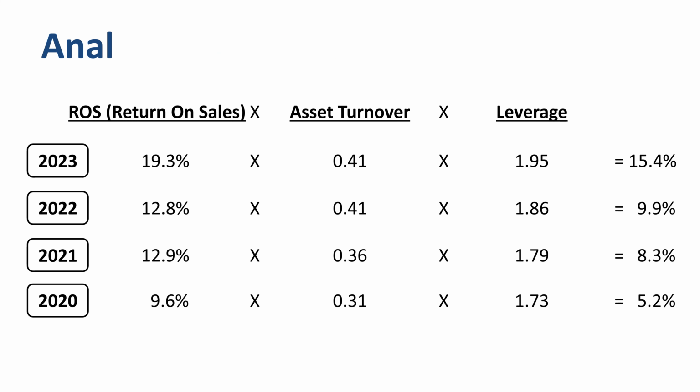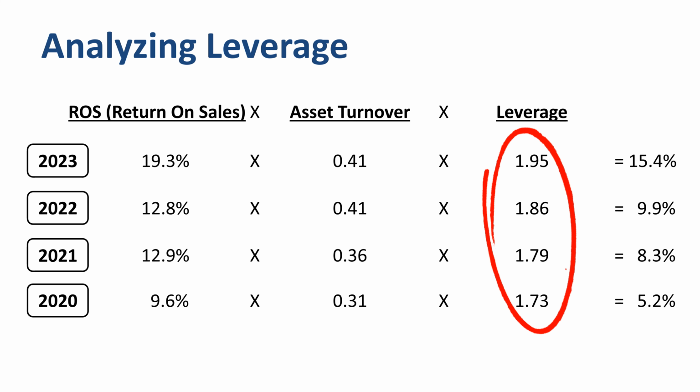Now that we understand ROS as well as asset turnover, what can we learn about Linde's leverage? If you look at the leverage number from the oldest year at the bottom to the latest year at the top, you see it increasing slightly. This is unusual, as a lot of companies are currently deleveraging now that interest rates are higher and borrowing is no longer free or nearly free. Where is the increase in leverage coming from?